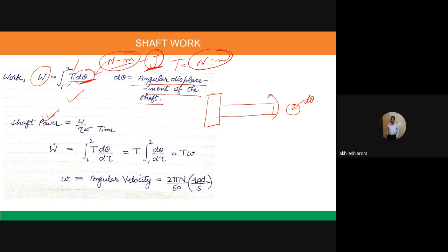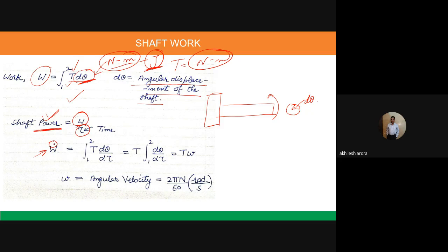So shaft power. If I have to calculate the power which we are inputting, then we have to divide this shaft work by time. So now I am putting a dot over its head. When I put a dot over the head of the W, it becomes the power. Whenever you see a quantity with a dot over its head, it becomes a quantity which is time dependent.